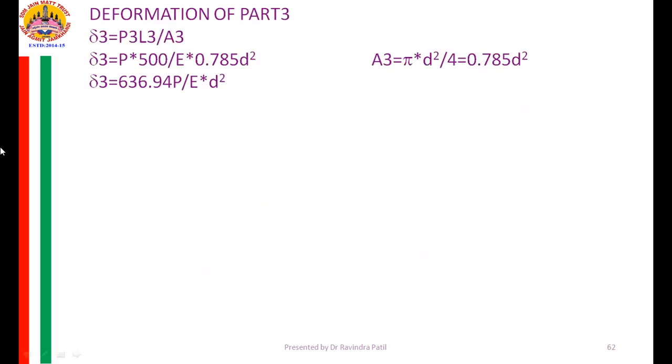Yes, you go for the third part. Deformation of third part. Third part is again a uniform circular bar. Therefore directly I can use P into L divided by A into E. E is missing there, afterwards I have written here. Yes, P into L is 500. A is diameter D, pi d square by 4, 0.785 into d square, and E is E only. Therefore del 3 I will get it equal to.